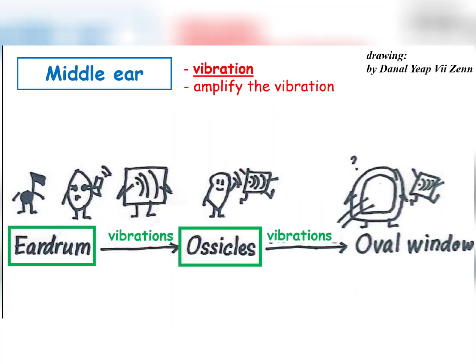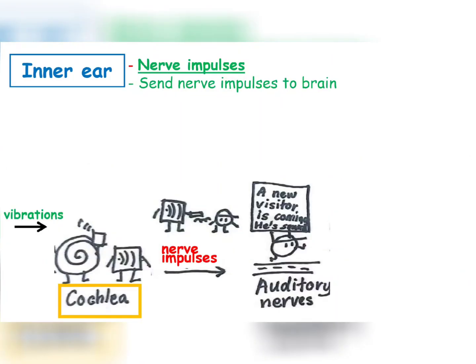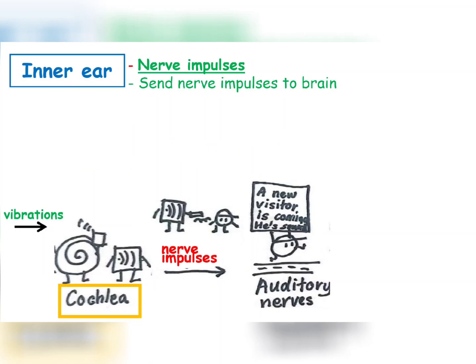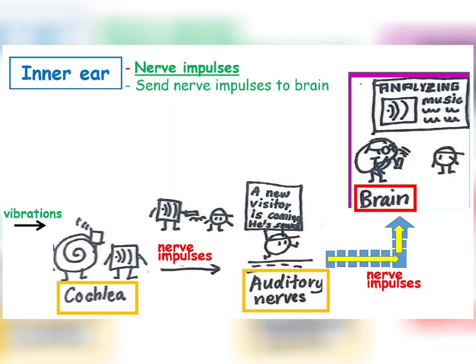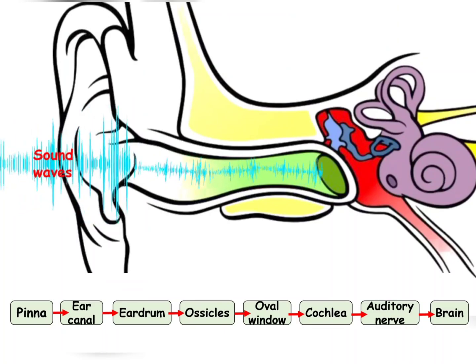After the sound vibrations are transferred, the oval window will collect and transfer the sound vibrations to the cochlea. The receptor cells in the cochlea will change the sound vibrations into nerve impulses. Then the auditory nerve carries these nerve impulses to the brain. Lastly, the brain interprets these nerve impulses and tells you what you are hearing. So, this is the pathway of the mechanism of hearing.